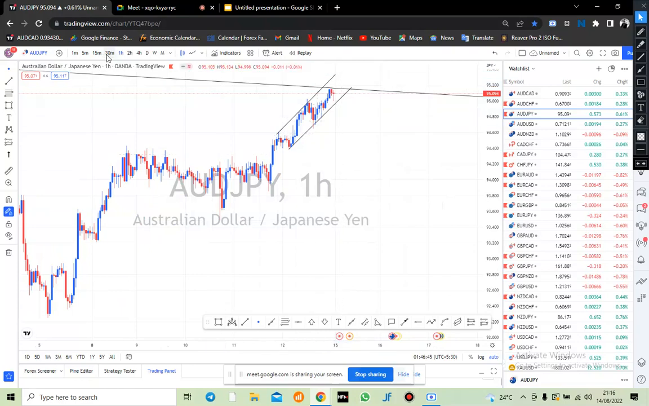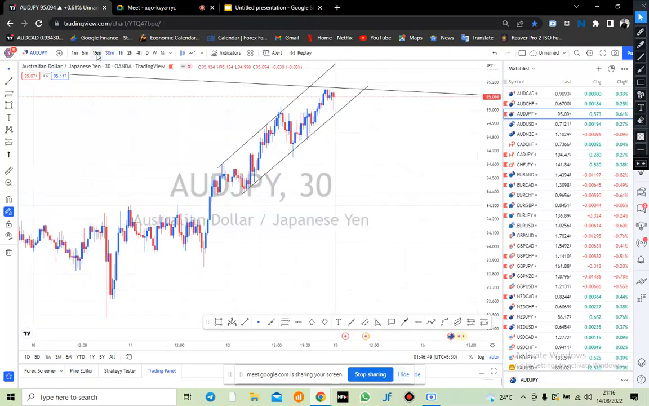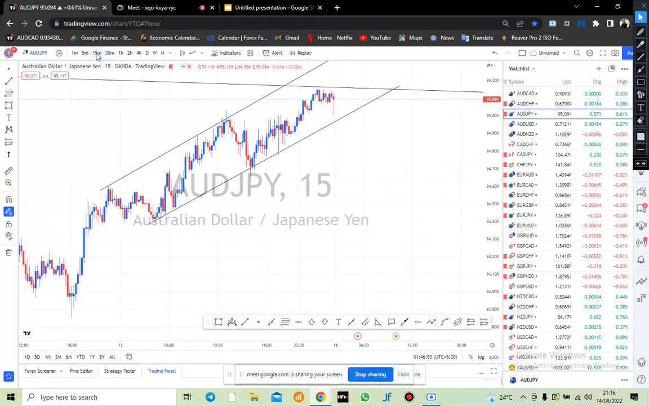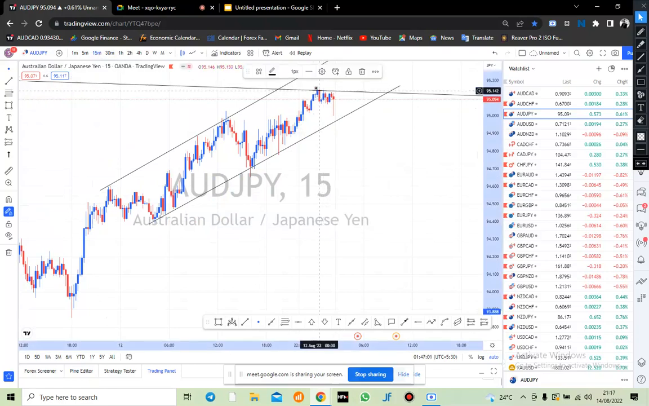Let me go to 30 minutes, or let's say 15 minutes. Remember the price is still at the resistance, and at the resistance, what do we see? A bearish engulfing. Then we see some kind of consolidation. This consolidation, we call it the build up. Okay, the build up pattern.